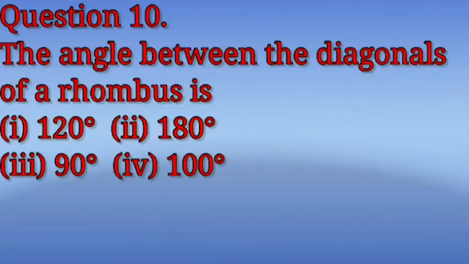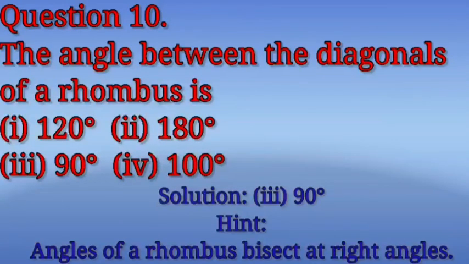Question 10. The angle between the diagonals of a rhombus is 90 degree since the diagonals intersect each other at 90 degree. So option 3 is the answer.